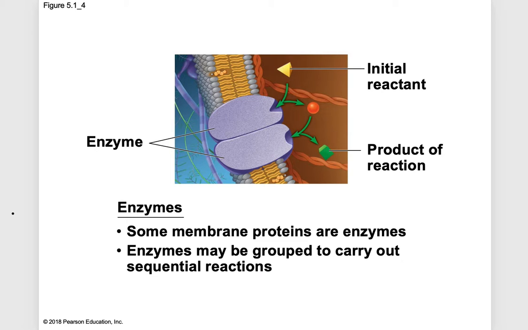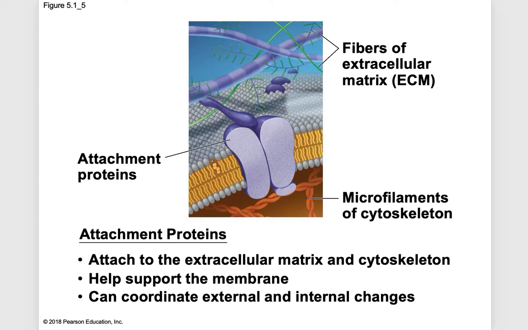All right, you also see some enzymes. Enzymes are proteins. So enzymes are always composed of a protein. They are there to help carry out reactions, to speed up the rate of reactions. Next, we have attachment proteins. So let's say, for example, we have microfilaments and other fibers here. These actually attach to that extracellular matrix and the cytoskeleton to help support the cell membrane.